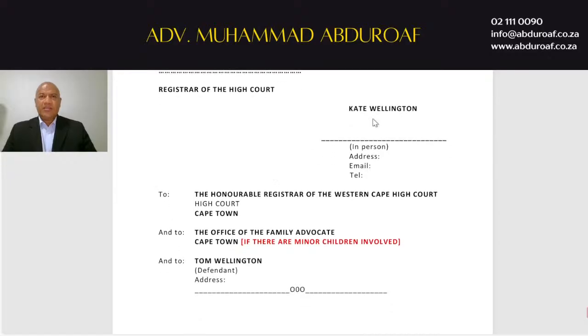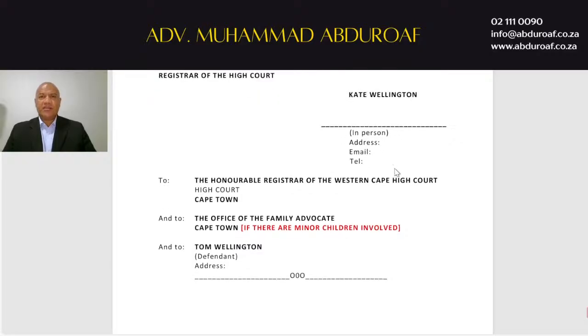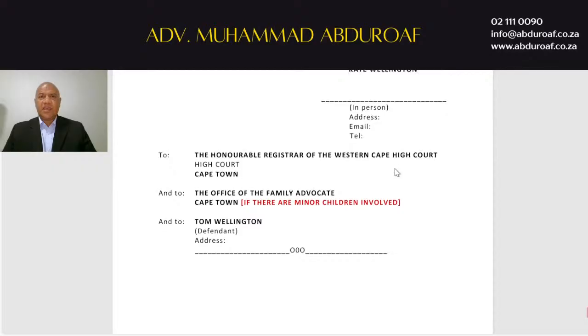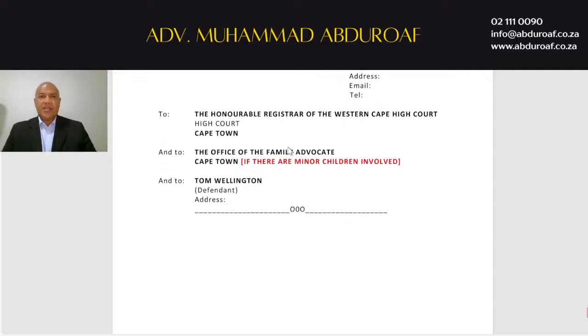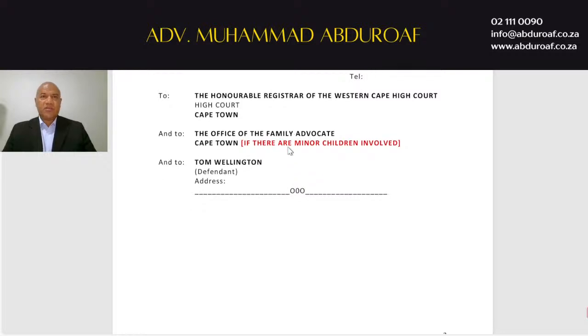In this specific case, Kate Wellington is representing herself, and therefore she will provide these details. She's in person, her address, her email address, and a telephone number. And this document would obviously be sent to the registrar of the High Court, Western Cape, the Office of the Family Advocate if there are minor children involved, and of course, most importantly, to Tom Wellington, because he is a defendant in this divorce action.